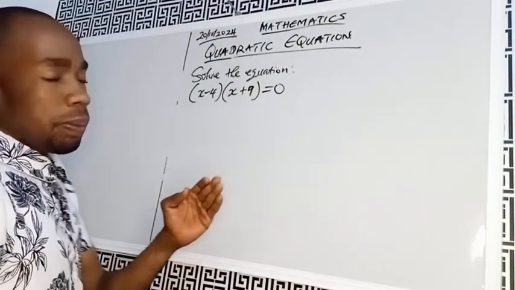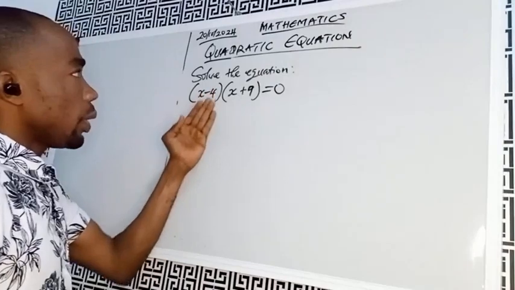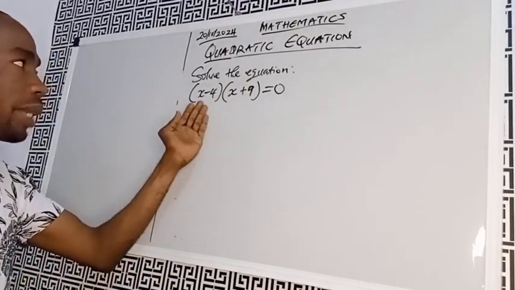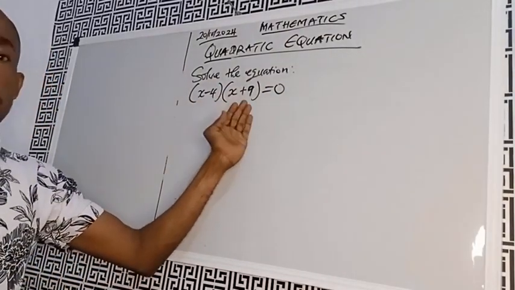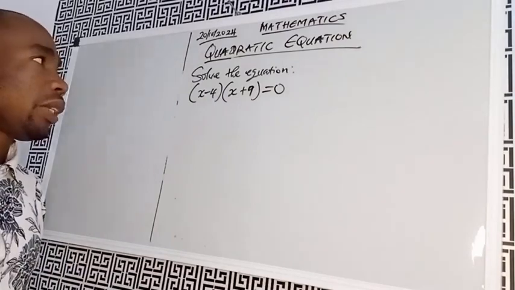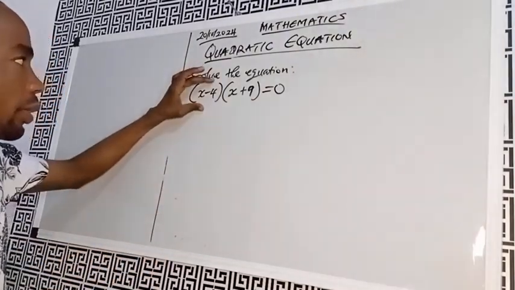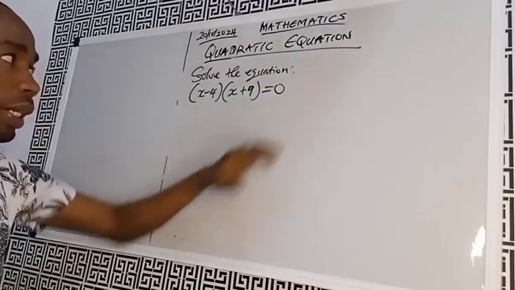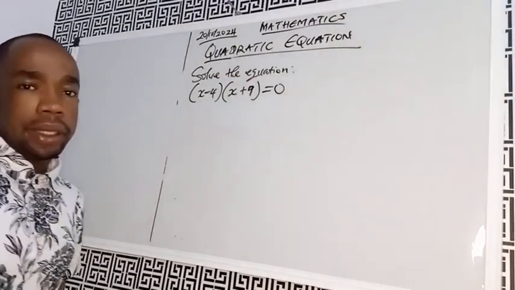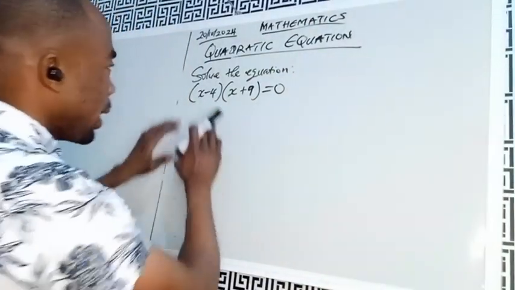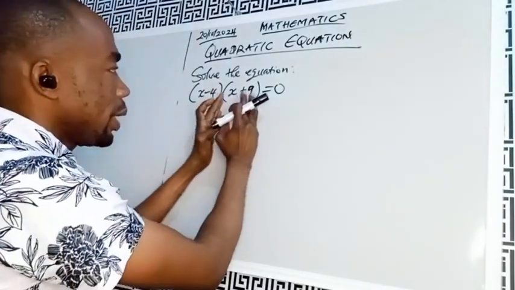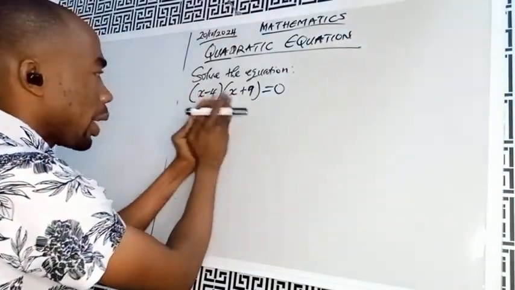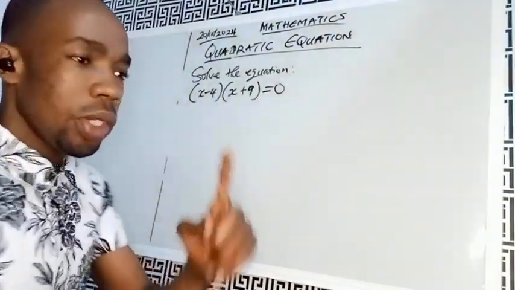Okay, so we have a question here. It says solve the equation (x minus 4)(x plus 9) equals 0. So x minus 4 in bracket times x plus 9 in bracket. Now, what does this mean? It means that the first bracket is multiplying the second bracket, right? And the product of these two brackets gave us 0. So what does it tell you?